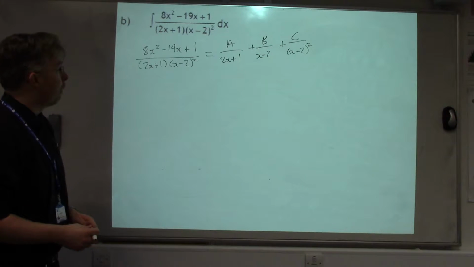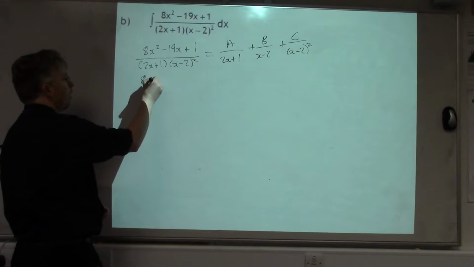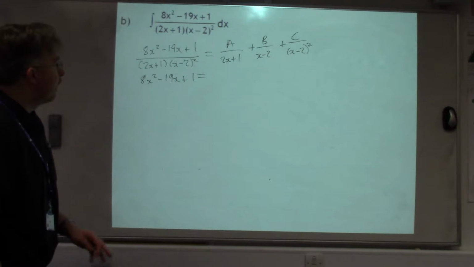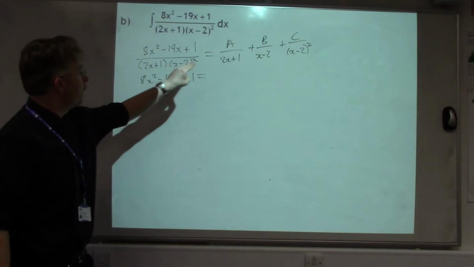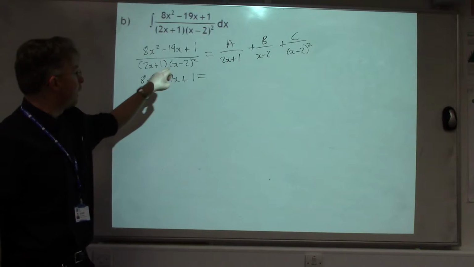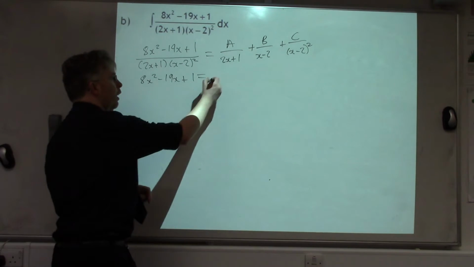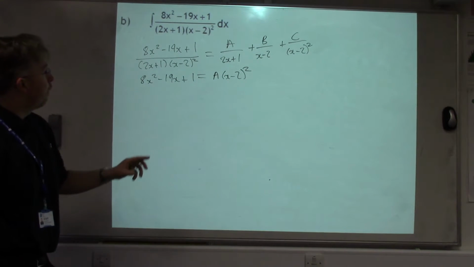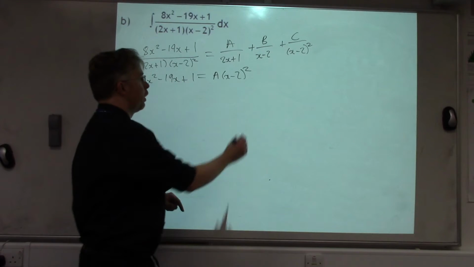Multiply through by the denominator. Left hand side, you just get the numerator. Right hand side, multiply this fraction by that denominator. The 2x plus 1's will cancel. We get A times x minus 2 all squared. For the B, one of the x minus 2's will cancel.